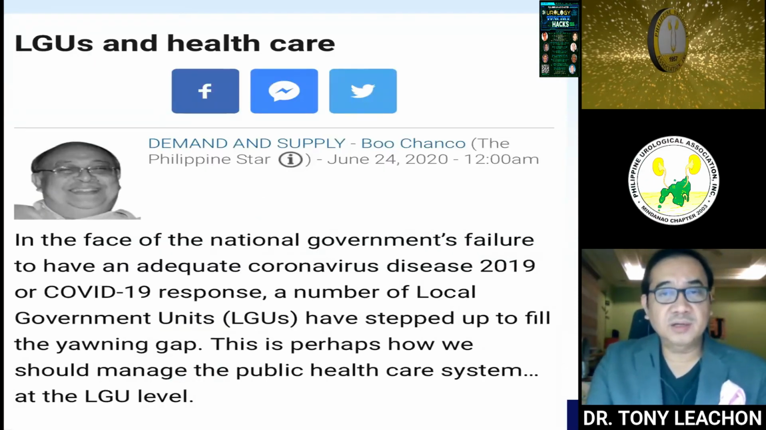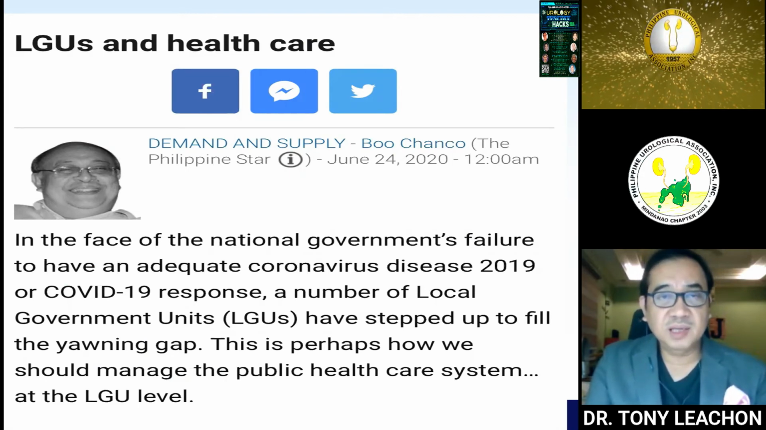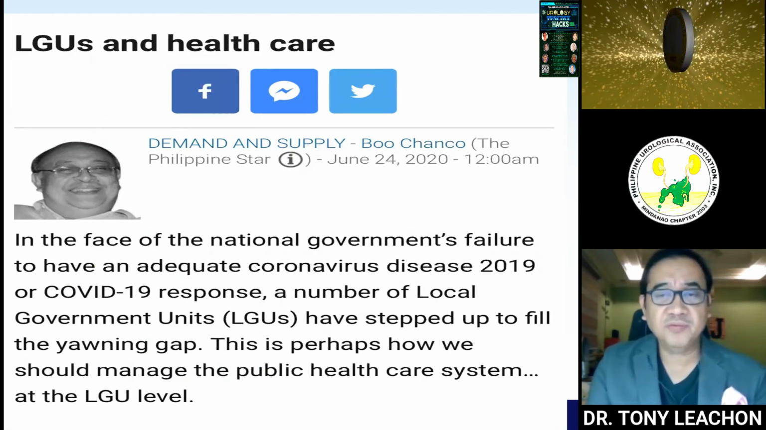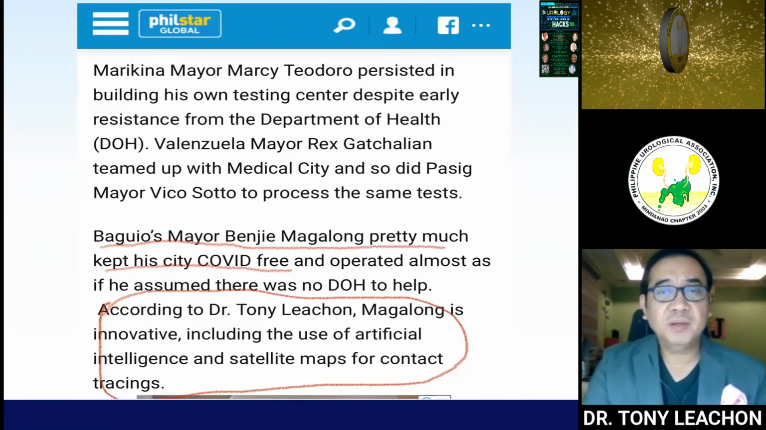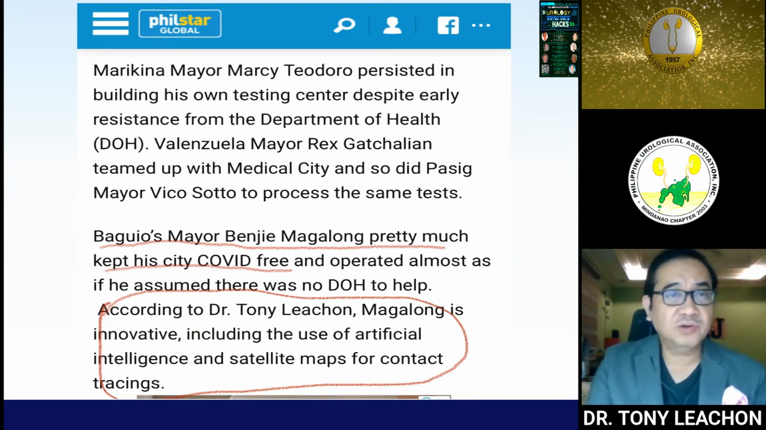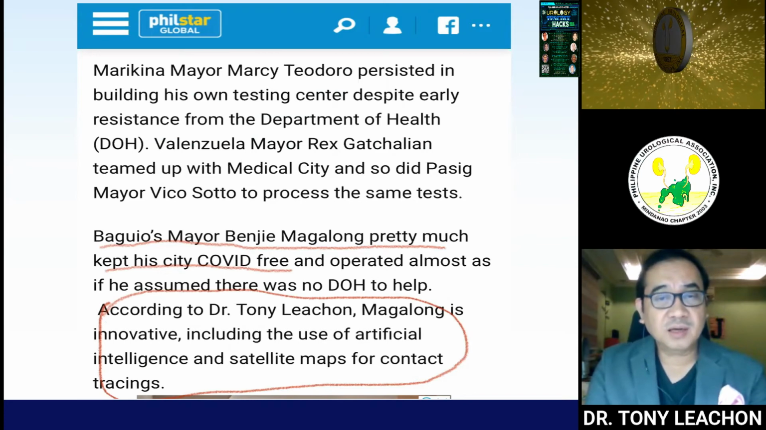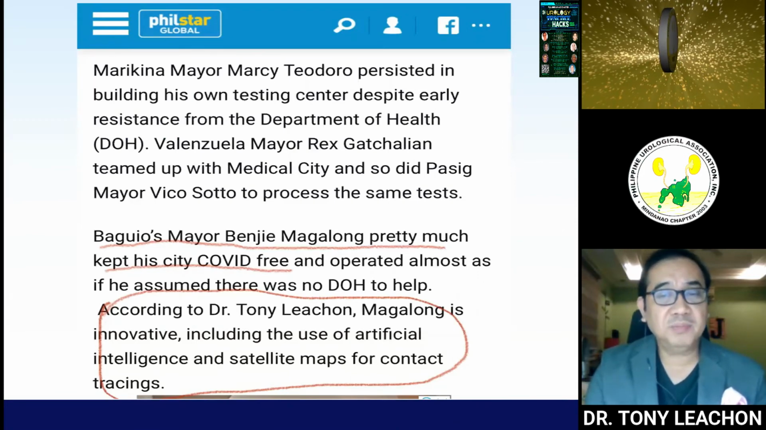In one particular article by famous columnist Bu Chanko, he said that LGUs will be very important to the healthcare system. In the face of the national government's failure to have an adequate COVID-19 response, a number of LGUs have stepped up to the plate. And these are Marikina Mayor Marcy Chodoro, Valenzuela Mayor Rex Gatchalian, Mayor Vico Soto, Mayor Isko Moreno, some other governors, and of course, Baguio City's Mayor Benji Magalong pretty much kept the city COVID-free for a long time. And he's right now the contact czar of the Philippines.